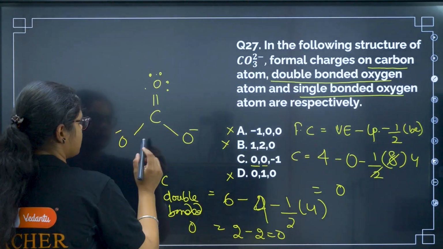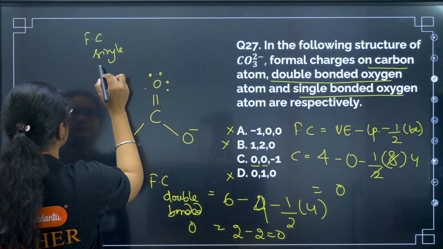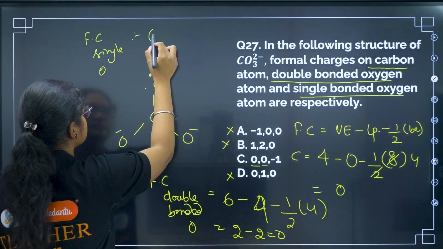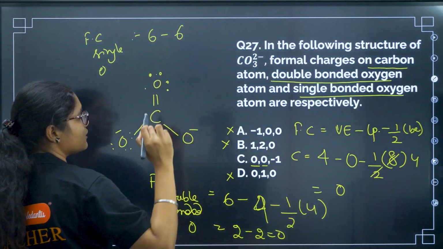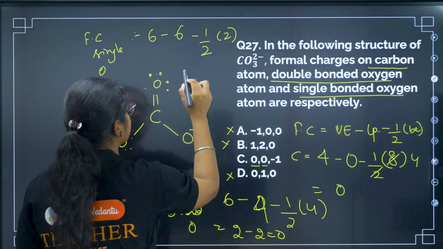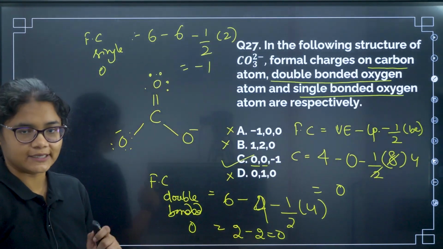Now coming to this one, the formal charge on single bonded oxygen. First the number of valence electrons is 6, minus the number of non-bonding electrons, which is 6, minus half of bonding electrons. Right, we'll get minus 1. So the correct answer for this question is option C.